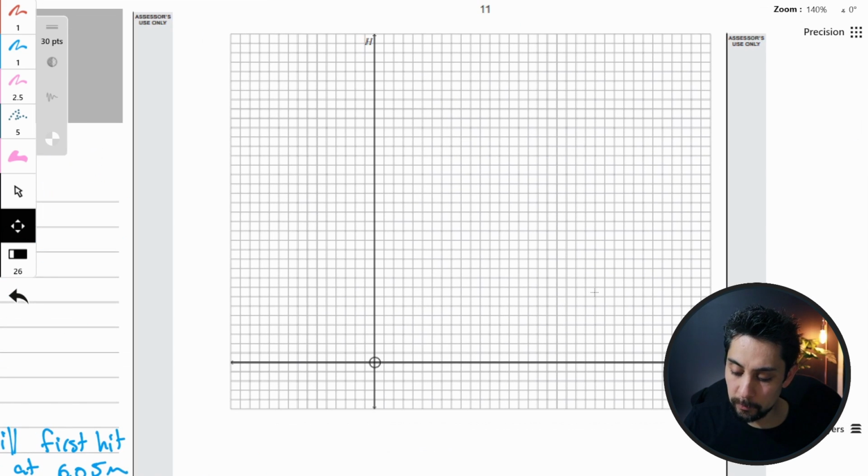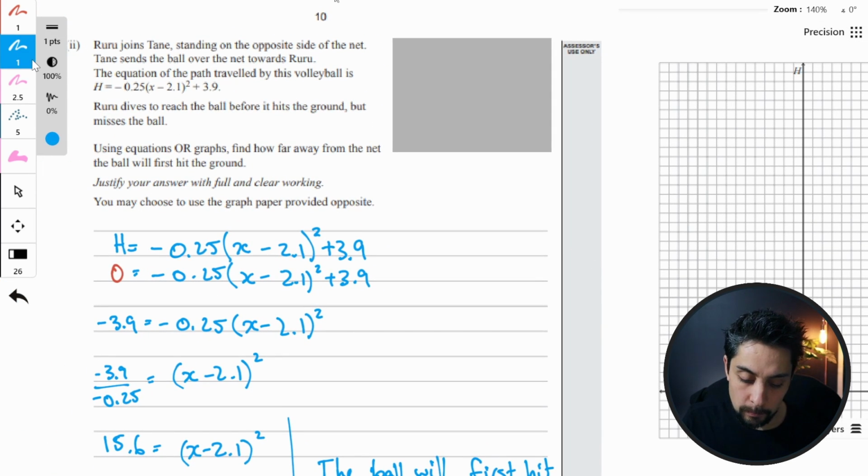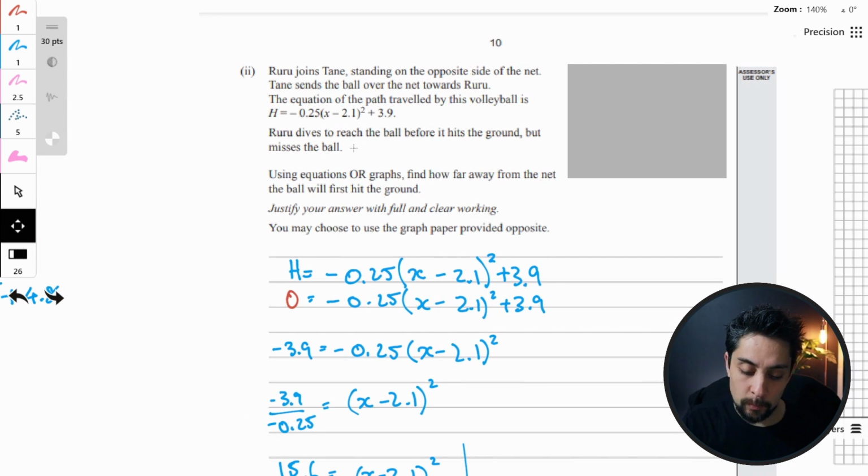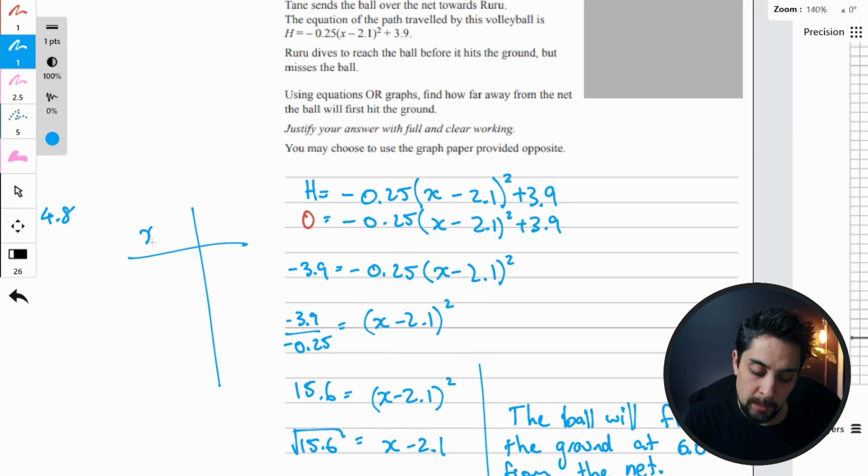Okay, let's also do it on a graph here. Now on this graph, it doesn't give us any scale, so we'll have to work that out ourselves. So how about we draw up a table, since this is tables, equations, and graphs. Let's draw up a table that has all of these values in it. So we'll have our x values and our height values.